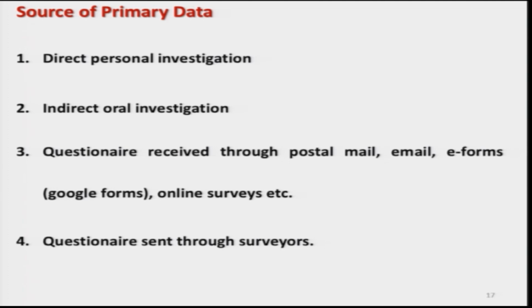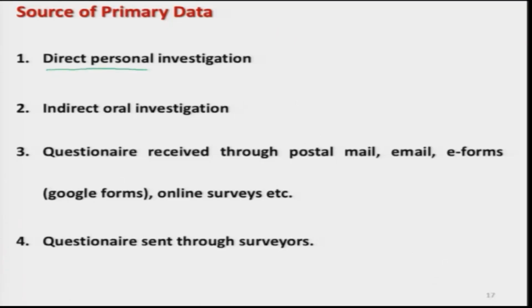Now the next question is how this data comes into the picture, how primary data is obtained, and how secondary data is obtained. Very briefly, I can give you different ways in which this type of data is collected. To collect primary data, one of the important sources is direct personal investigation, where the person goes directly to the respondent, asks the questions, and records the answers directly.